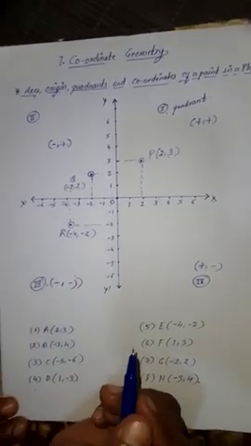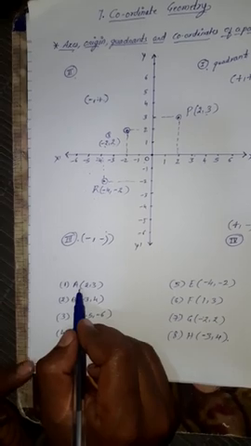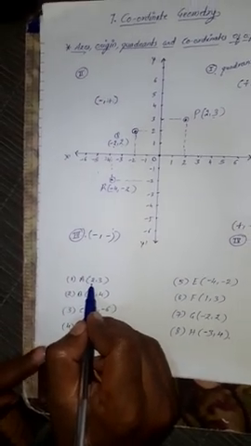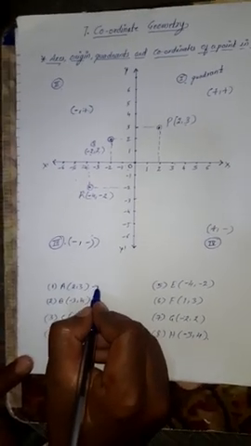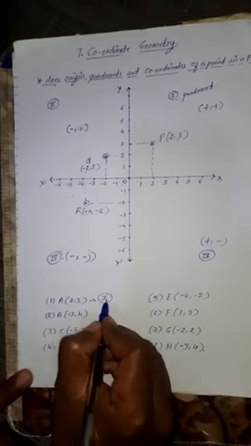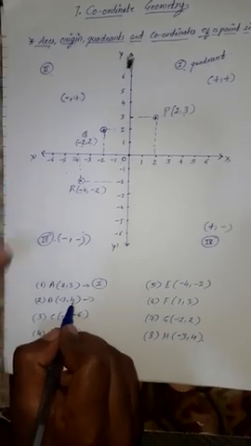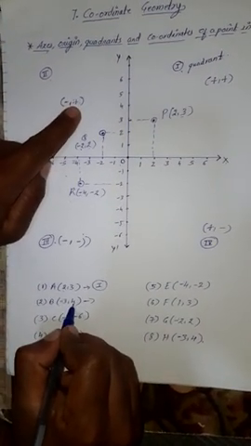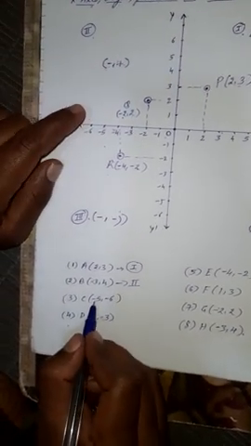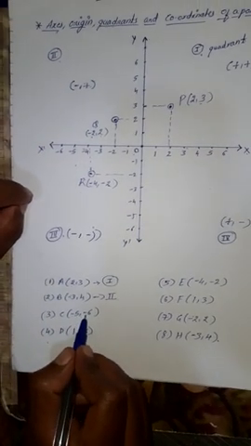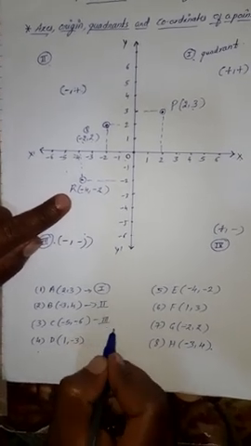Now we will have some revision. First, we will see in which quadrant these points lie. For example, here A's x coordinate is positive and y coordinate is also positive. It means it lies in the first quadrant. Now the second one: x is negative and y is positive. It means it lies in the second quadrant. If both the x coordinate and the y coordinate are negative, it means it lies in the third quadrant.